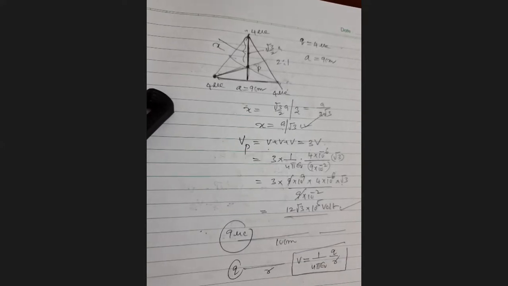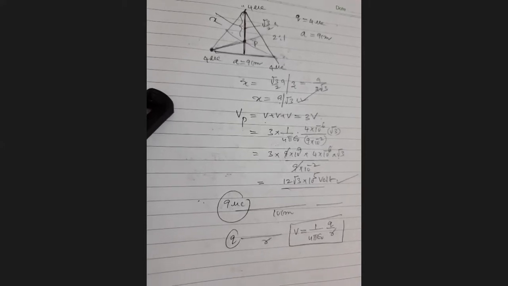Electrostatic potential due to a point charge is given by V equals 1 by 4 pi epsilon naught times q by r. Here, 1 by 4 pi epsilon naught is 9 into 10 power 9. The charge is given as 9 microcoulomb, which changes into coulombs as 9 into 10 power minus 6, and the distance of 10 centimeter changes into meter as 10 power minus 1. That equals 9 nines, 81. Here the 10 power minus 1 cancels, giving 10 power minus 5 into 10 power 9, which is 10 power 4 volts. This is the answer.